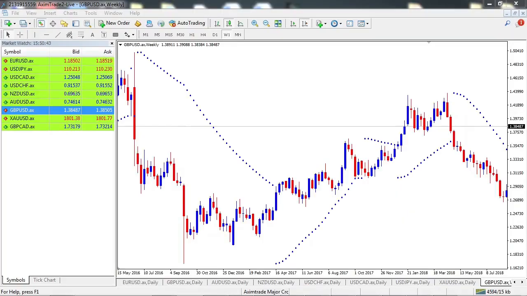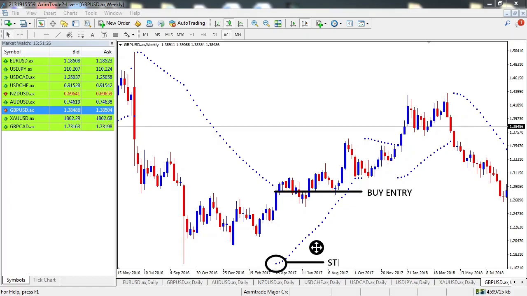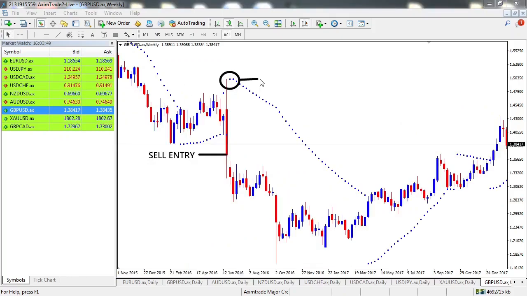The Parabolic SAR indicator shows the ideal level to place the stop loss. This can be done by placing the stop loss on the first dot which appears after the shift, when the market changes its direction. For a long trade, the stop loss should be set on the first dot below the price, and for a short position, it should be placed on the first dot above the price.